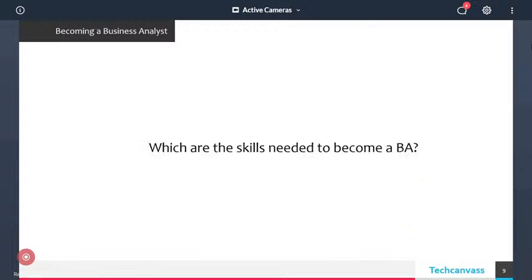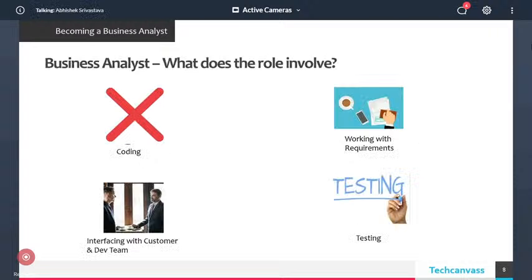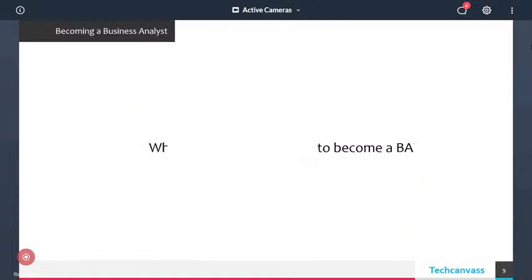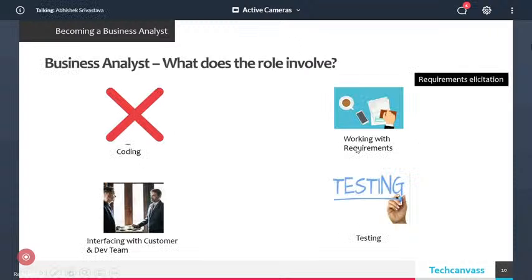Now, what are the skills you need in order to perform these responsibilities? In order to work with the requirements, what do you need? You need to know how to gather requirements. These are called requirements elicitation techniques. You also need to know how to create diagrams. Diagrams in the sense of process diagrams, flowcharts, and how to create prototypes. These are known as visual modeling. One of the techniques you need to learn is called UML. Then you need to know how to write the requirements in the form of a BRD or SRS.